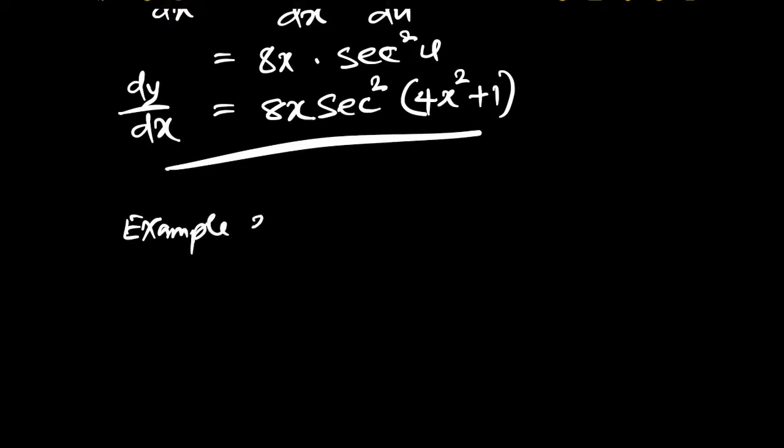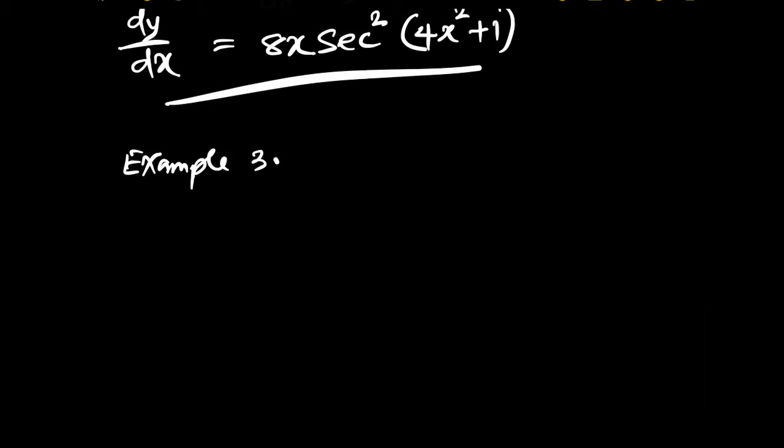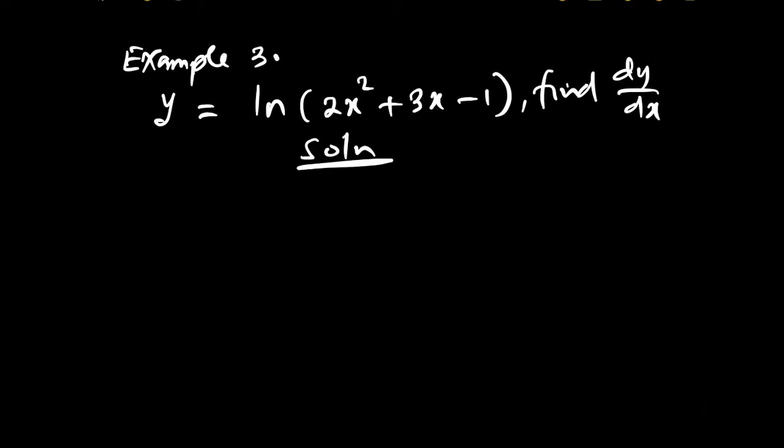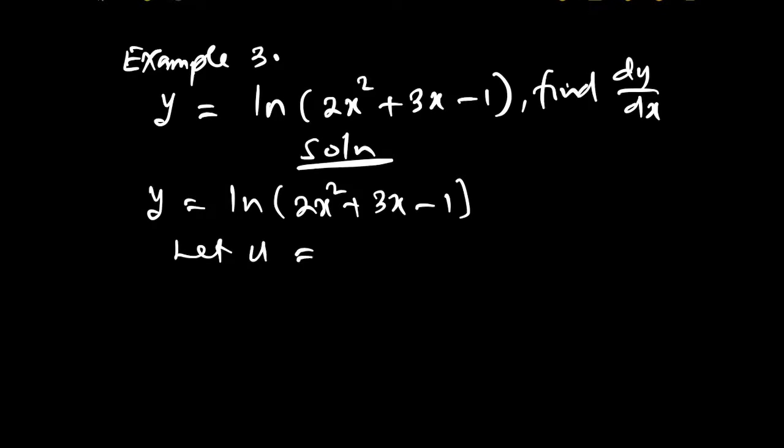Example 3. Y is equal to ln(2x squared plus 3x minus 1), find dy/dx. We also say y is equal to ln(2x squared plus 3x minus 1). Let u be equal to 2x squared plus 3x minus 1. This implies that y becomes ln u.